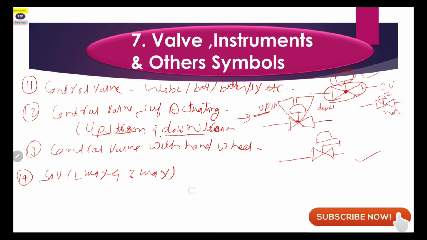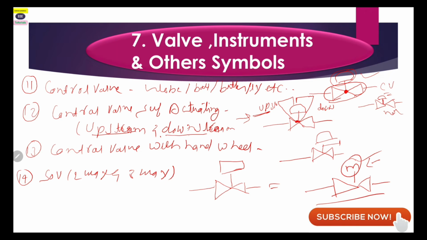Okay, so just draw your gate wall and put this type of symbol, then it's a solenoid operated wall. Just draw your gate wall and just provide M. This is called the motor operated wall. So these types of symbols are also used. So this is all about the wall symbols.